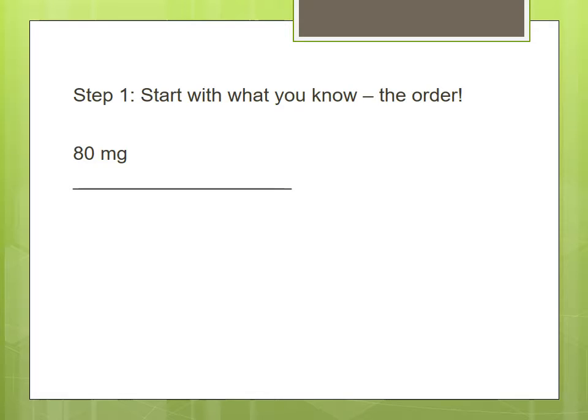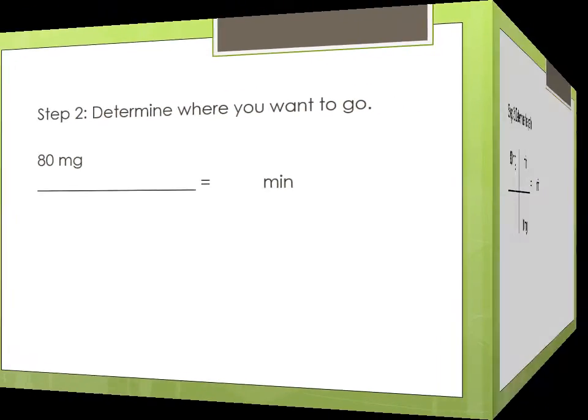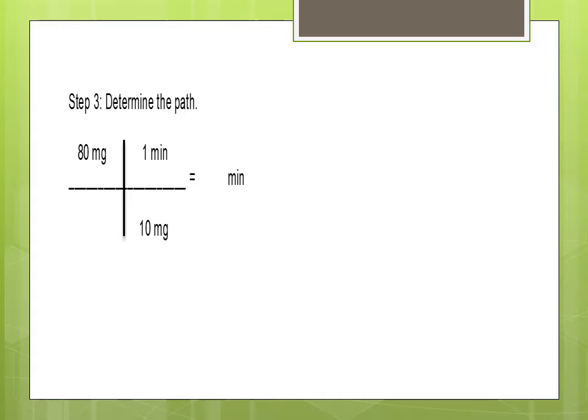Step 1. Start with what you know, the order. We are going to give this patient 80 milligrams of Lasix. Step 2. Determine where it is you want to go. Ultimately, I want to know how many minutes it should take me to push this 80 milligrams for this patient. Step 3. Determine the path. The drug manual advises us to not give this medication any faster than 10 milligrams per minute.